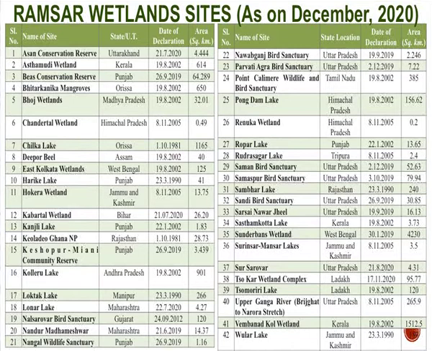This was signed on 2nd of February 1971 in the city of Ramsar situated in Iran, and that is why it gets the name Ramsar Convention. It entered into force in 1975. As of 2019, it has 171 members. India is one of the members. 2nd February is celebrated as World Wetlands Day every year.